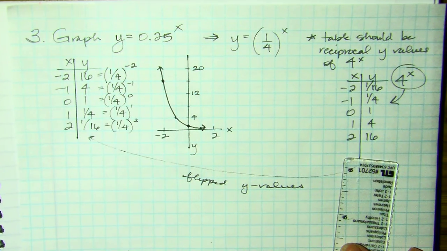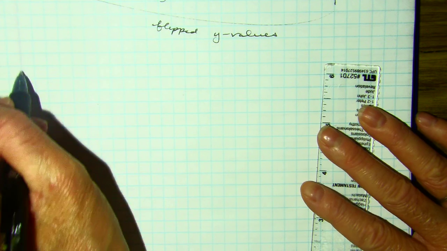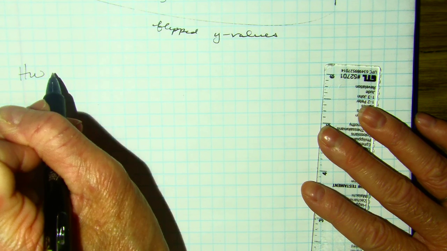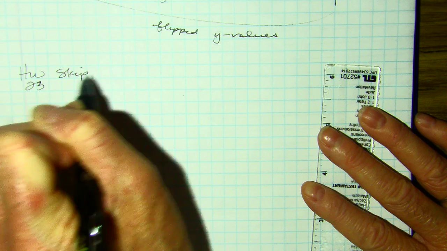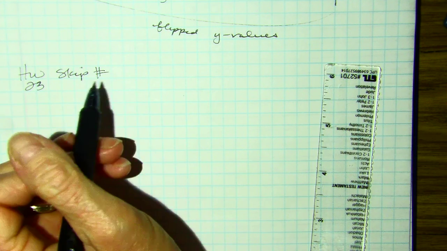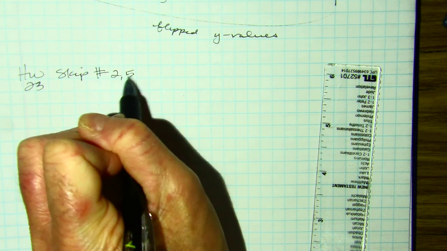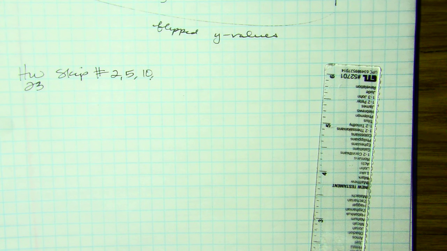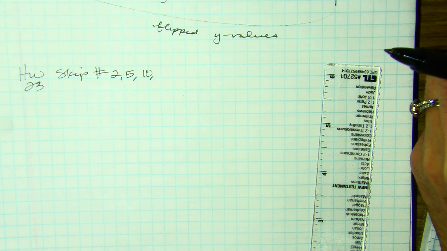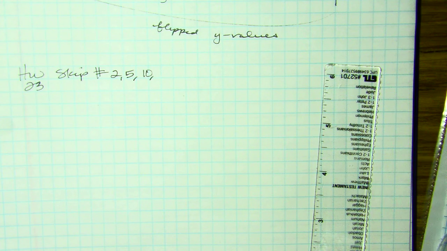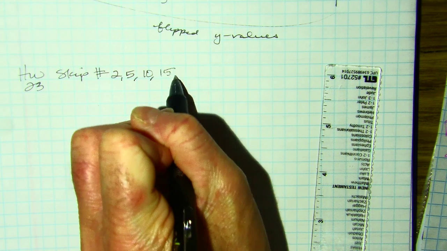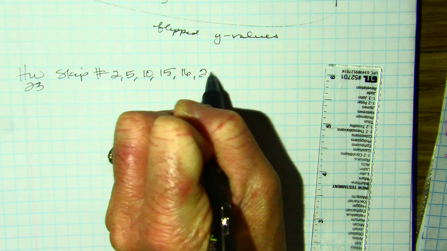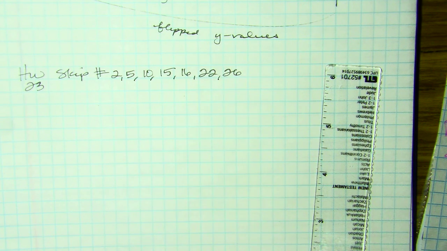Okay, easy peasy. So for homework for lesson 23, so homework 23, do numbers 2, 5, 10, 15, 16, 22, and 26. You're welcome.